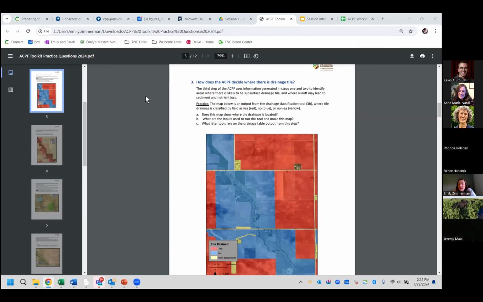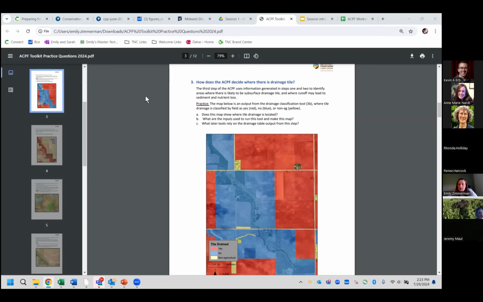All right, so I'm getting several no's. And those first brave souls who put no in there, you are correct. So this map doesn't show where tile drainage is, right? To Sarah Benton's point, it shows fields that likely have tile drainage or fields that don't likely have tile drainage. So it's that probability factor, right? It's not yes or no, it's where we think it is. And this would be an important point to have conversations with landowners.